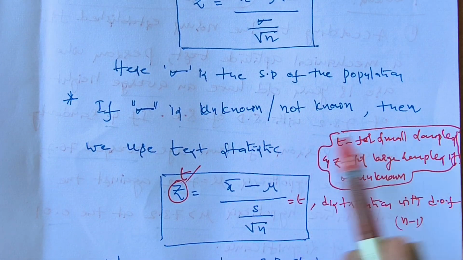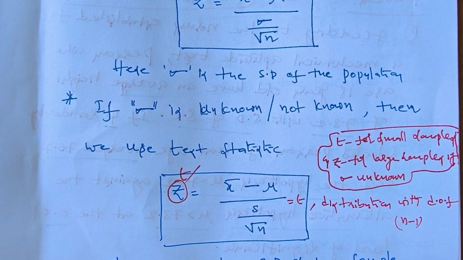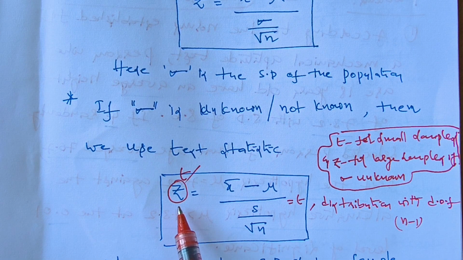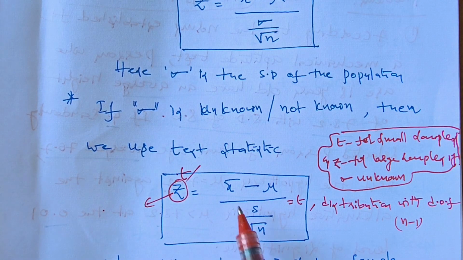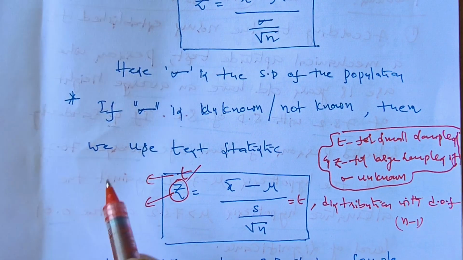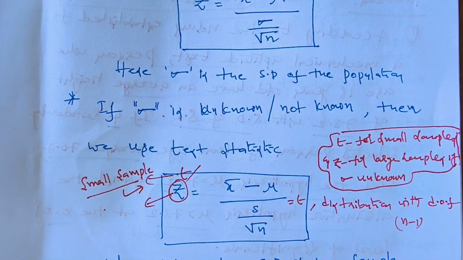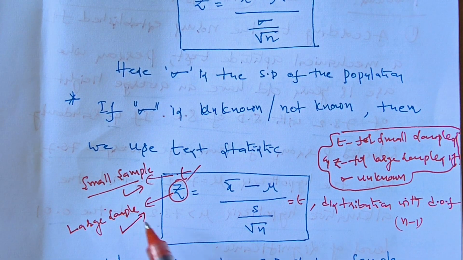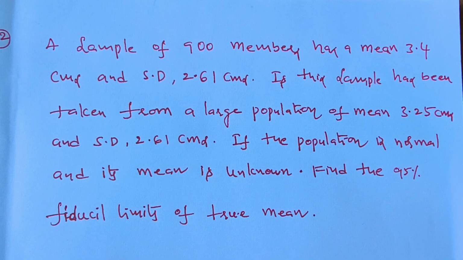And the note here is, if sigma is unknown, then we use the test statistic t is equal to x bar minus mu by s by root n. Here s is the standard deviation of the sample. The t statistic can be taken only for small samples, and for large samples we use z here also. Okay, remember it.